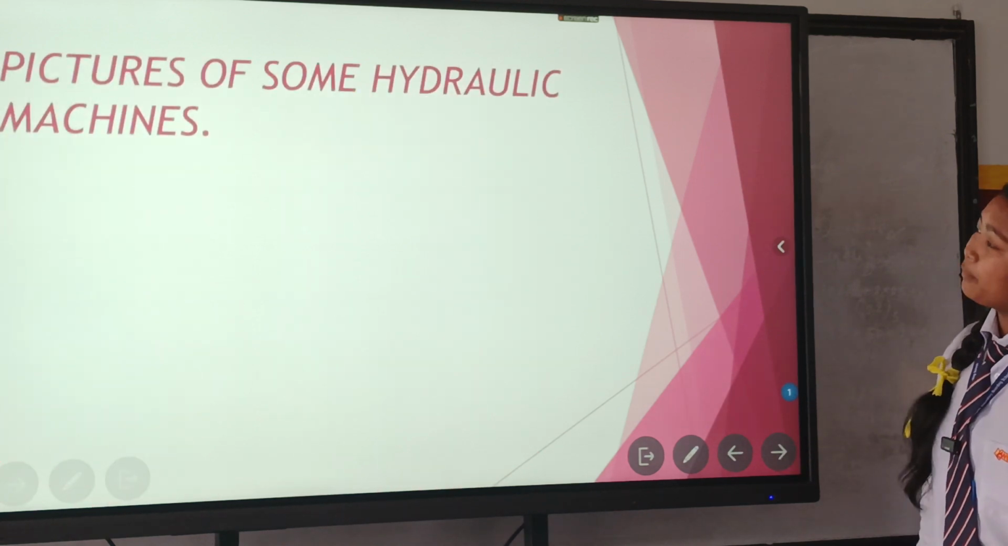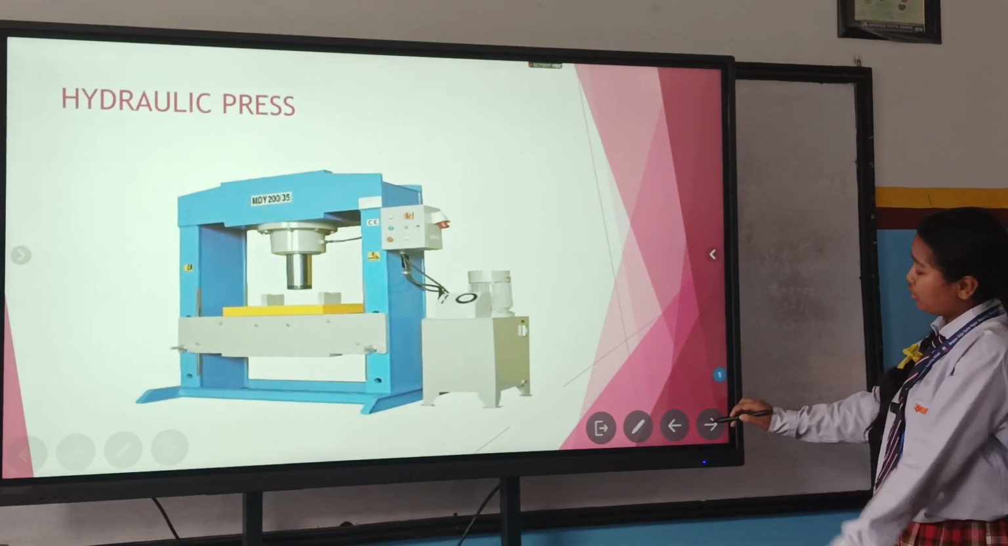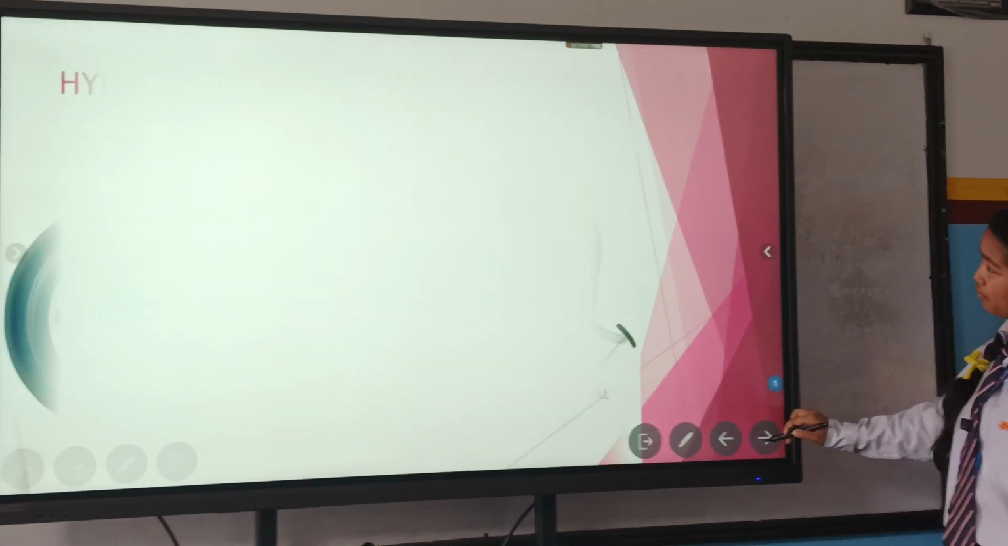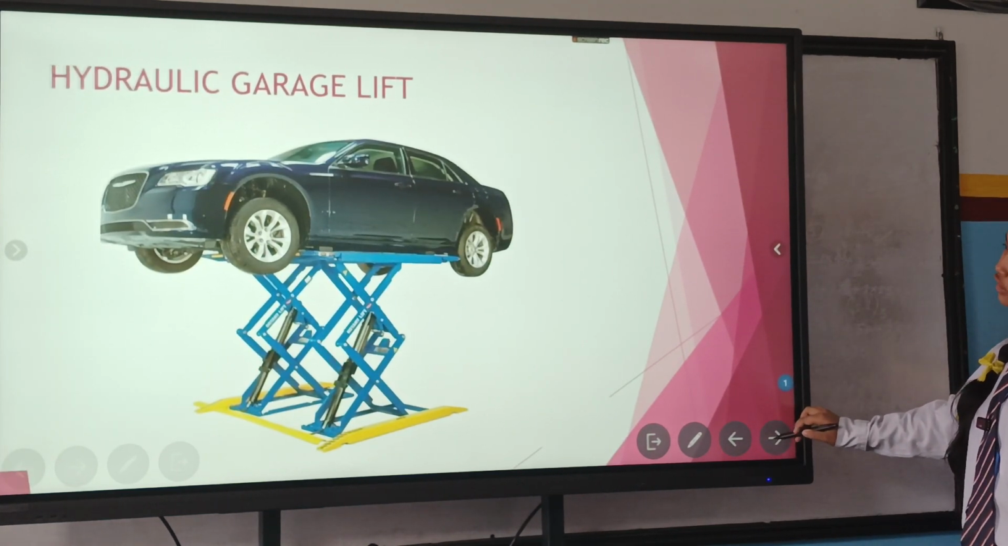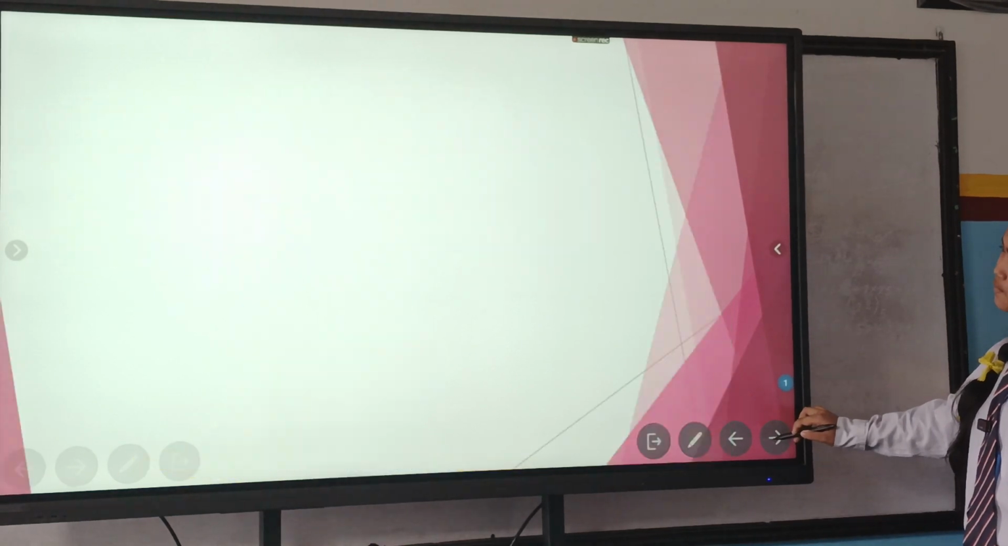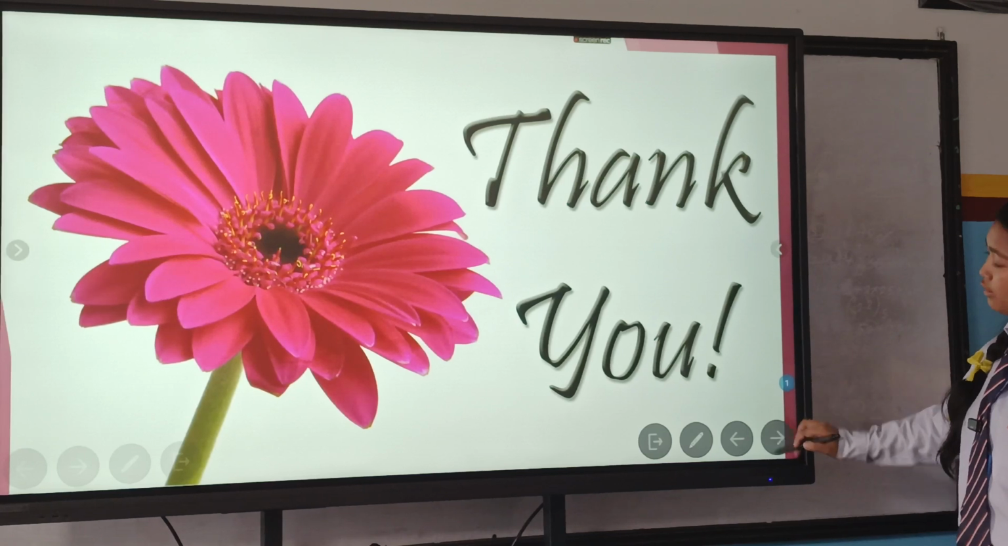Pictures of some hydraulic machines. Hydraulic press, hydraulic brakes, hydraulic garage lift, hydraulic cranes.